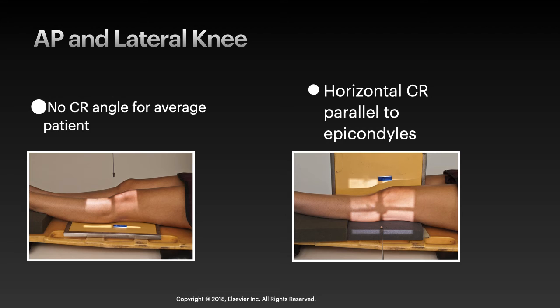AP and lateral knee. For the AP knee, there is no CR angle for an average patient. On the lateral knee, the CR is horizontal and parallel to the epicondyles.